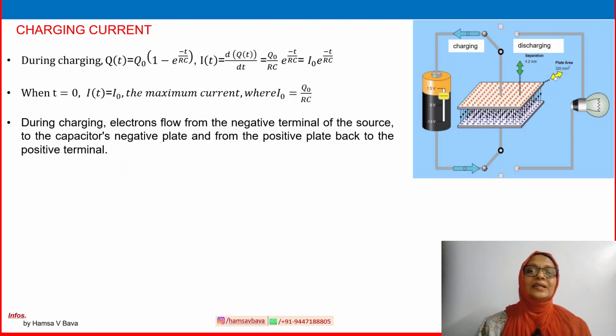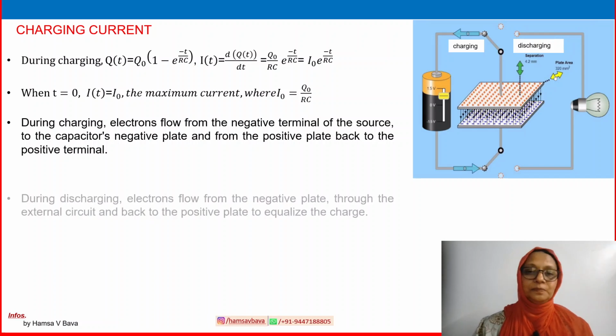During charging, electrons flow from the negative terminal of the source to the capacitor's negative plate and from the positive plate back to the positive terminal. That is shown in figure. You have to see and understand thoroughly during charging how the flow of current or the electrons is, then what will happen while discharging. How is the flow of direction of conventional current?